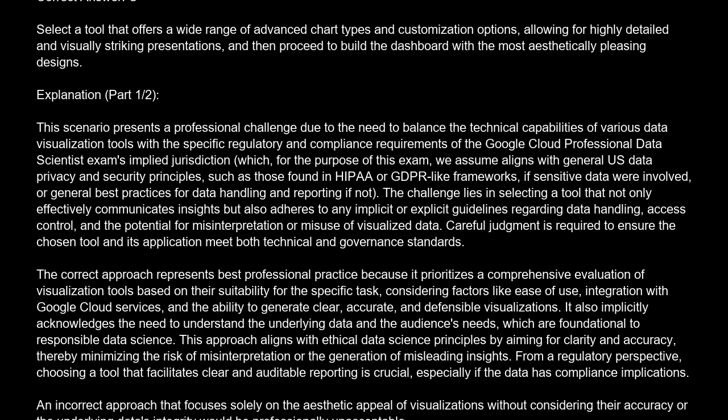Explanation: this scenario presents a professional challenge due to the need to balance the technical capabilities of various data visualization tools with the specific regulatory and compliance requirements of the Google Cloud Professional Data Scientist exam's implied jurisdiction, which, for the purpose of this exam, we assume aligns with general U.S. data privacy and security principles, such as those found in HIPAA or GDPR-like frameworks, if sensitive data were involved, or general best practices for data handling and reporting if not. The challenge lies in selecting a tool that not only effectively communicates insights, but also adheres to any implicit or explicit guidelines regarding data handling, access control, and the potential for misinterpretation or misuse of visualized data. Careful judgment is required to ensure the chosen tool and its application meet both technical and governance standards.